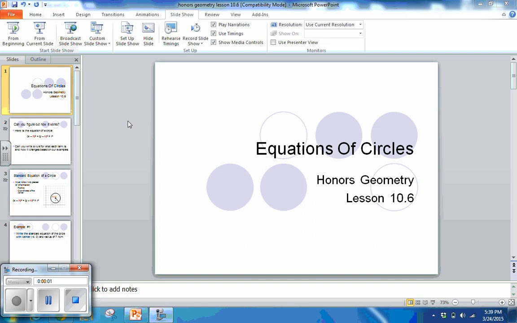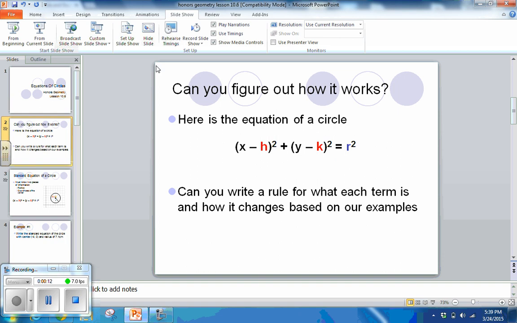Tonight is the last video of chapter 10, so we're going to look at 10.6, finding the equations of circles. So first off, what I need you to do is write down the equation of the circle. So we have, in parentheses, (x - h)² + (y - k)² = r².